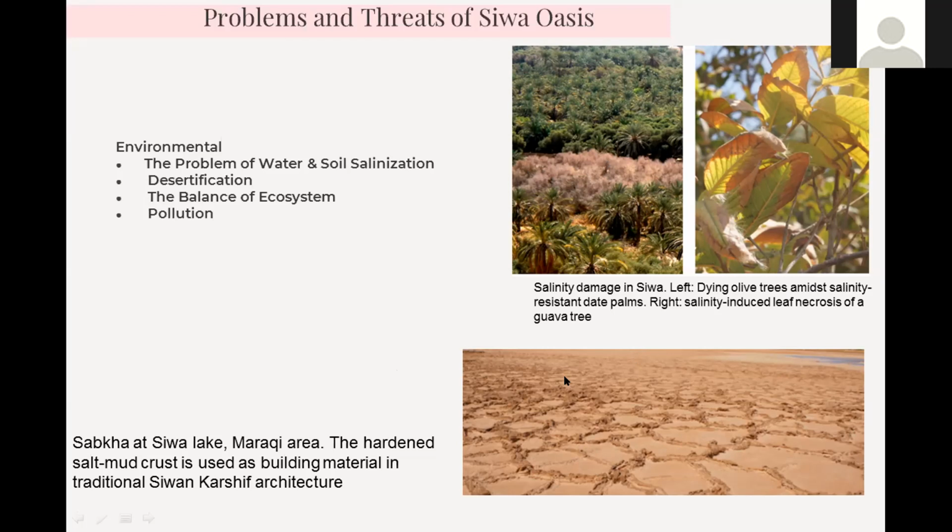Therefore the agriculture activity has increased, so there's a lot of desertification. It's very interesting that they actually use this kind of hardened crust as a makeshift material that they would later use in architecture. The problem of rising groundwater tables worsened the new areas under irrigation, which caused excessive water seepage to develop underneath the landscape. So this is basically at the environmental level.